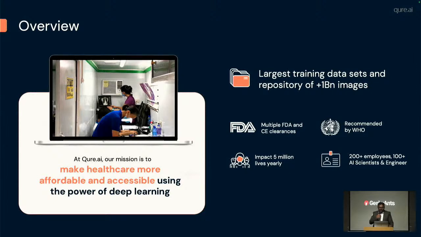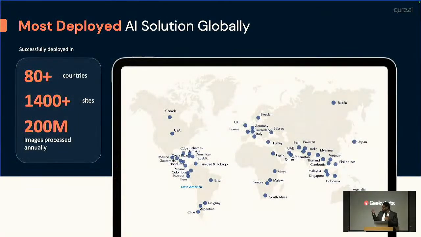The mission we are on right now is making healthcare more affordable and accessible using deep learning. We take the regulatory aspect of healthcare seriously, and we have all the needed clearances: FDA for the United States, CE for Europe, and Indian clearances, since every country has its own regulatory landscape. We are impacting more than 5 million lives yearly, and we are also recommended by the World Health Organization for screening of tuberculosis in certain settings. We have a team of 200 plus people, and this is our global footprint.